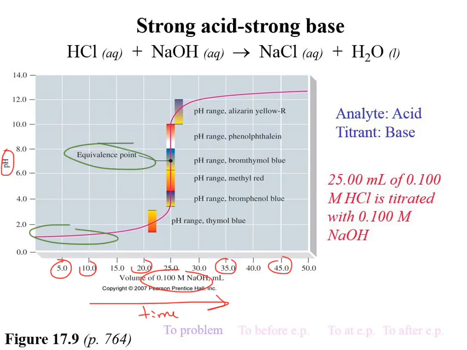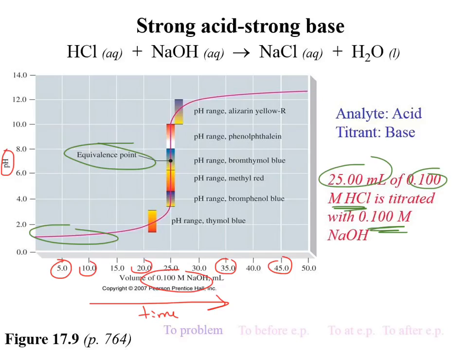So let's take a look at those 3 regions. We've got time to look at that. They took a 25 milliliter aliquot, I love that word, of HCl at a concentration of 0.100 molar. In their burette, which they were dripping in, conveniently, and this won't be as convenient for you tomorrow, the molarity of the NaOH was the same as the molarity of their HCl, which made things pretty easy.